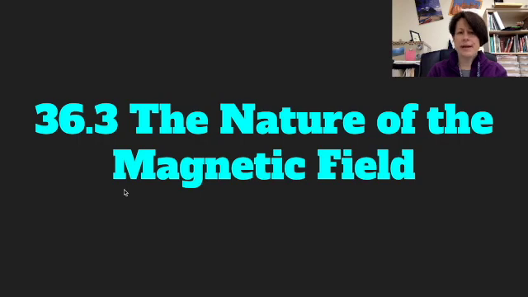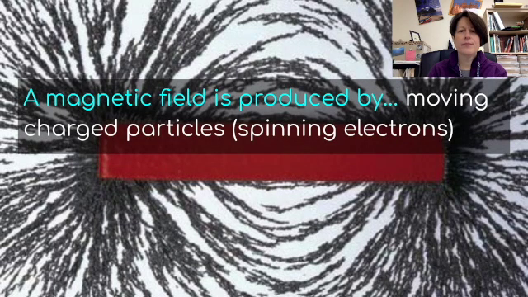So, the nature of a magnetic field, where does it come from? A magnetic field is produced by moving charged particles. In the magnet, it's produced by spinning electrons. Now, remember from the definition of magnetic field, I said that a current carrying wire will also produce a magnetic field. That is because we have moving charged particles. There are moving electrons in wires, and so they actually create a magnetic field, and we will be investigating that in class.